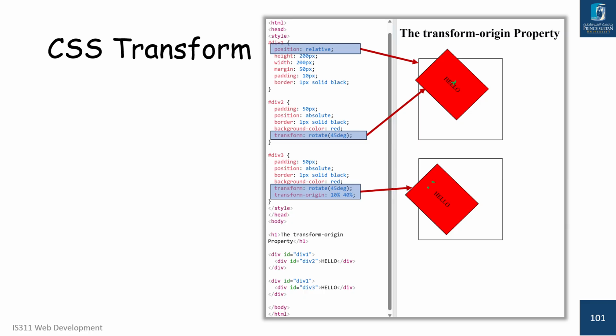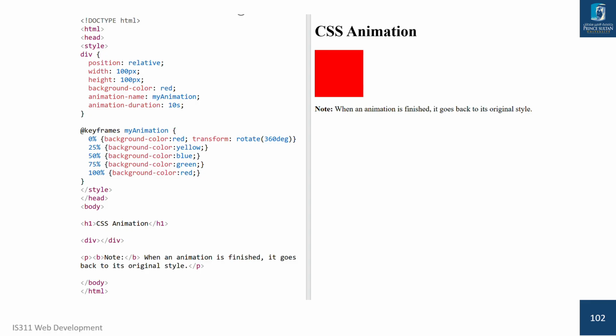Okay, any questions? No, I have written down this one. So I say rotate 360 degrees. When I say rotate 360 degrees, it will actually circle. So look at that. It is changing the background color, and it is also rotating itself at the same position.